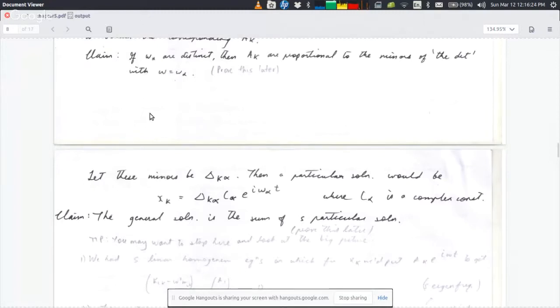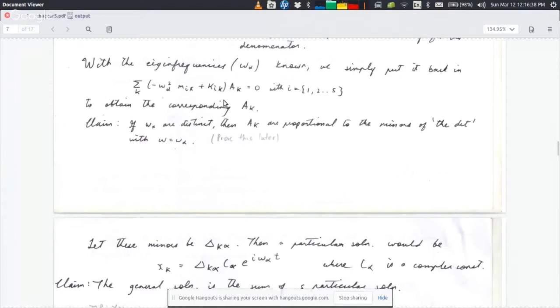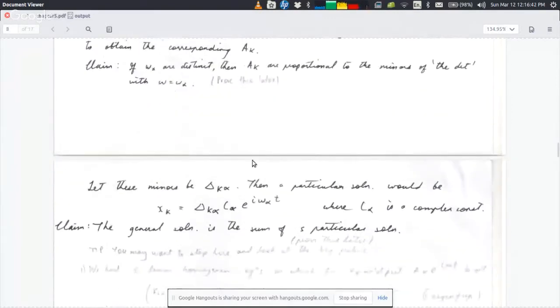Now, there is a small claim which we will not prove now, which is that if the omegas are distinct, then you can show that the solution A_k you get will have to be proportional to the minor of the determinant. So the determinant meaning the determinant of this full matrix. So if I assume this claim to be true, I can write it as delta_k alpha, the factor it's proportional to. Then there's a proportionality constant I'm putting, C alpha. And this remaining thing is as I had in my solution of x_k.